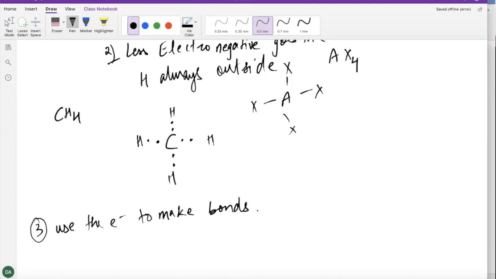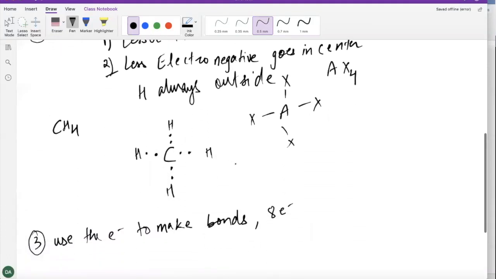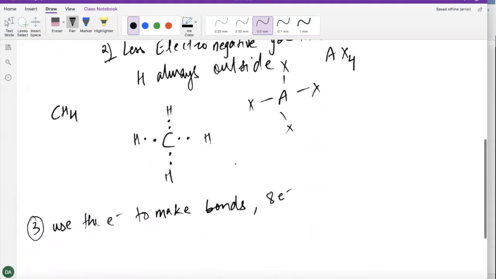How many electrons did we use, guys, right now? 8. How many did we have total? 8. You see, we have used all? Yes, we have used all, okay? So now, again, guys, when you're showing the bonds, you can show 2 electrons as one bond, or you can simply show a line for a bond.